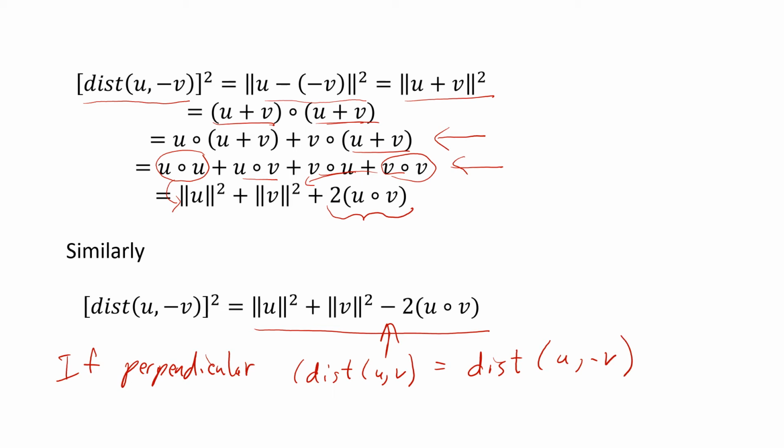Sorry, I just noticed a mistake here. This should be u v, not u negative v. Okay. So these two distances have to be the same. What does that mean? That means that this term on the end, which is subtracted from one and added to the other, means 2 times u dot v has to equal 0. Okay. So this gives us an idea of perpendicular that works with dot products.